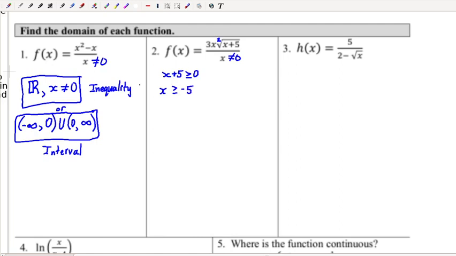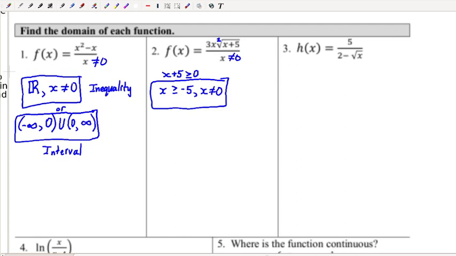So if I want to write my answer in inequality notation, because I have this term with the greater than or equal to, I don't need to say all real numbers. I can just say x greater than or equal to negative 5, but also x not equal to 0 from up here, and that would be my answer in inequality notation.